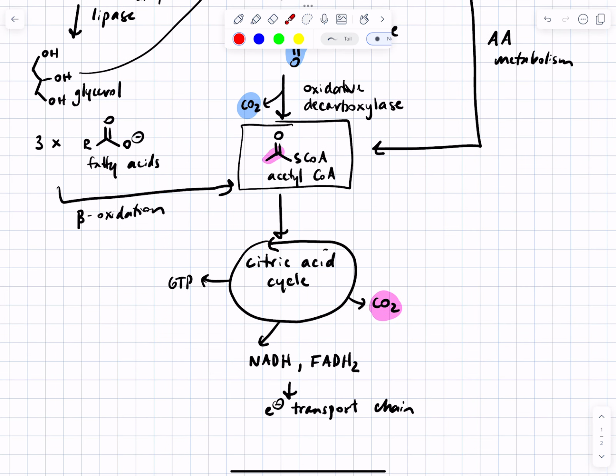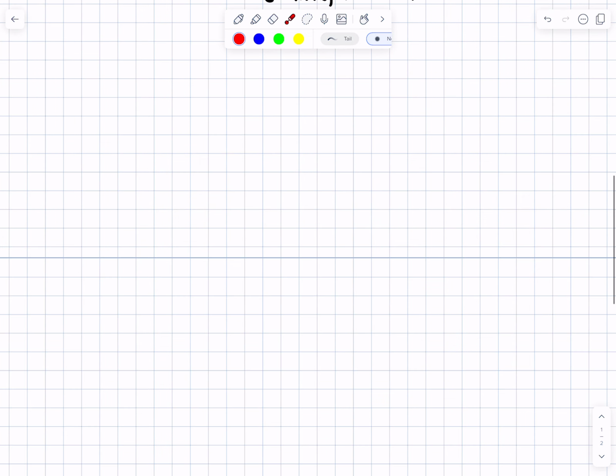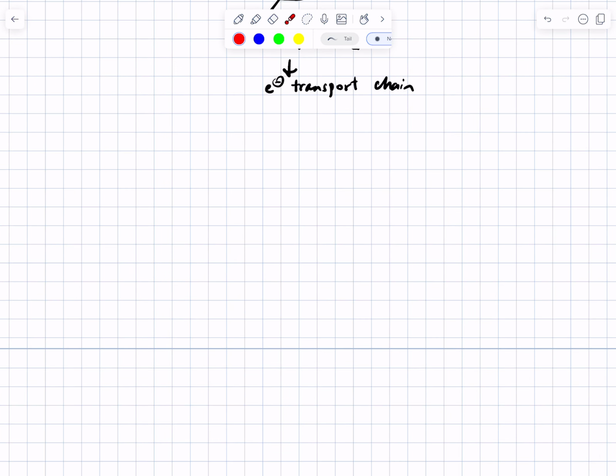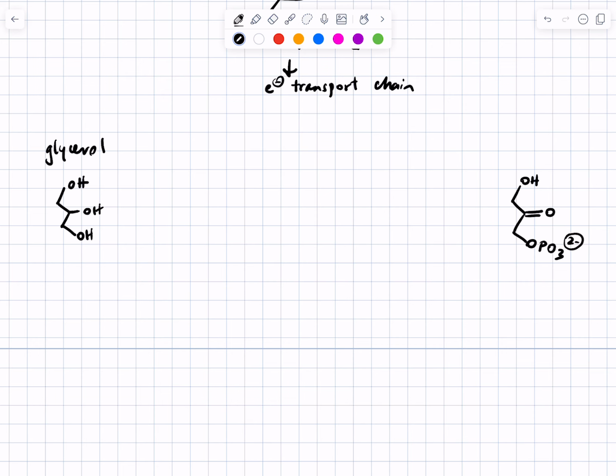Let's now talk about what happens to glycerol. The idea here is that glycerol is a 3-carbon alcohol, but the molecule that we want to use in glycolysis is actually also 3 carbons, but the oxygen in the middle has been oxidized to a ketone, and then one of the outside oxygens is actually the phosphoester. I will draw the Lewis structure out for you.